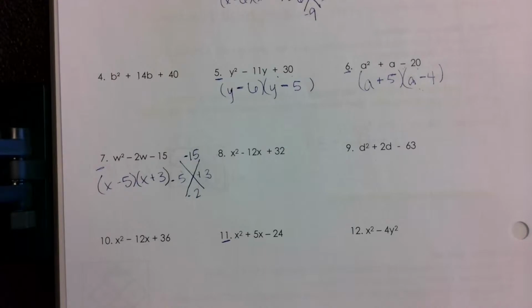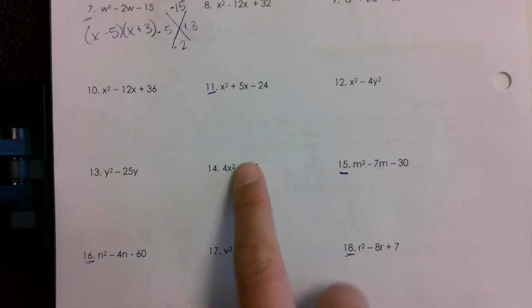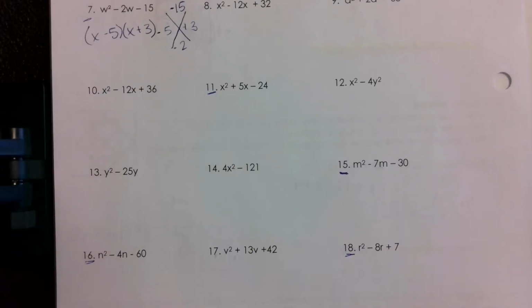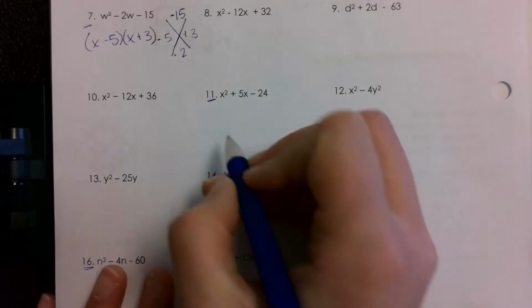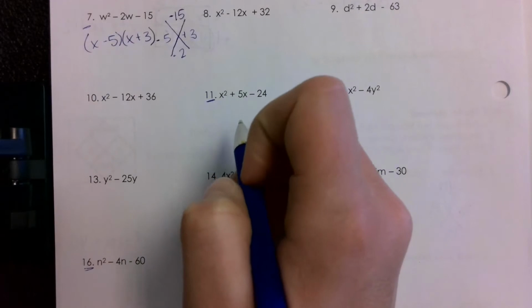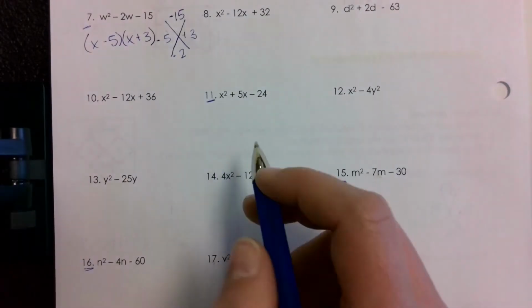So let's do 11. When you're factoring anything ever, what do you always check for first? GCF. Do we have one here? Nope. So is it a binomial or a trinomial? Trinomial, so we're going to try X factor or drop it low. Which one do y'all want to do? Does anybody want to see another X factor?